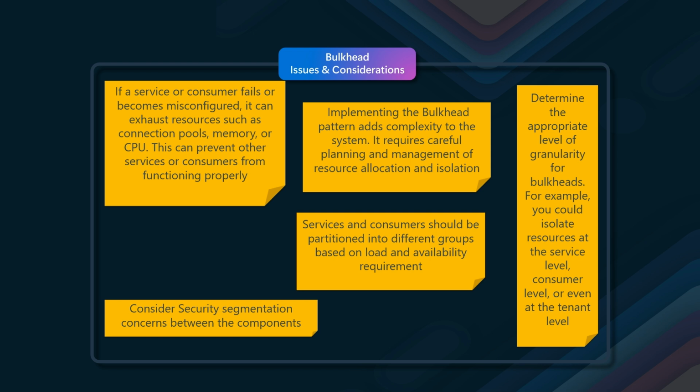A consideration is the granularity of your bulkheads. Determine the appropriate level of granularity for bulkheads. For example, you could isolate resources at the service level, consumer level, or even at the tenant level. Consider combining the bulkhead pattern with other fault handling patterns such as retry, circuit breaker, and throttling to provide more sophisticated fault handling.